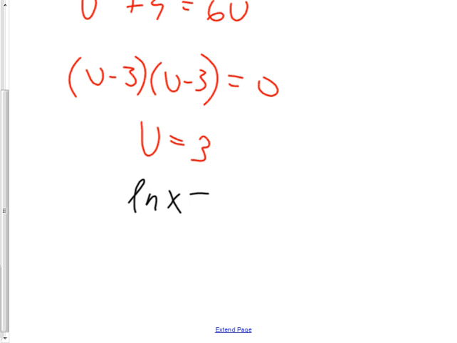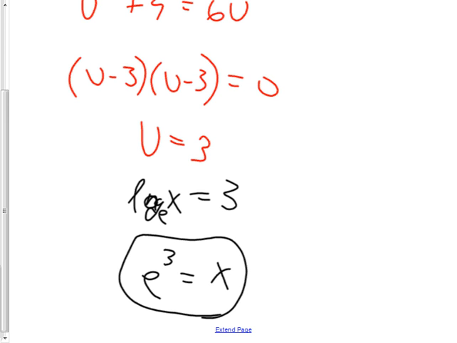Ln x equals 3, and therefore this is base e. Skipped like 3 steps there. Now we can say what? E to the 3rd equals x. There we go. Raise your hand if you had e to the 3rd on that one. Okay, good. That was another one of the relatively easy ones.